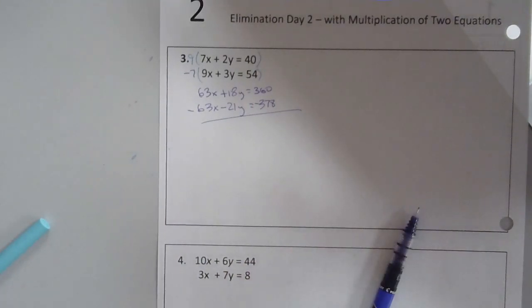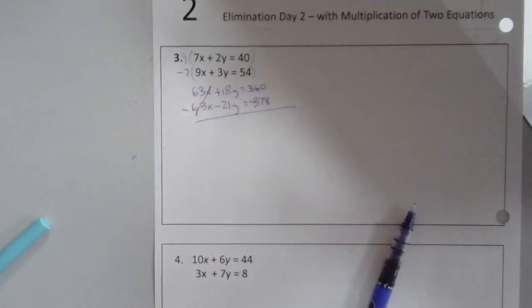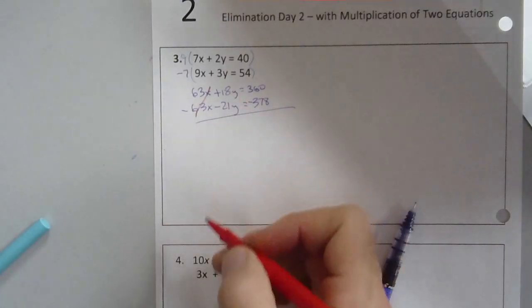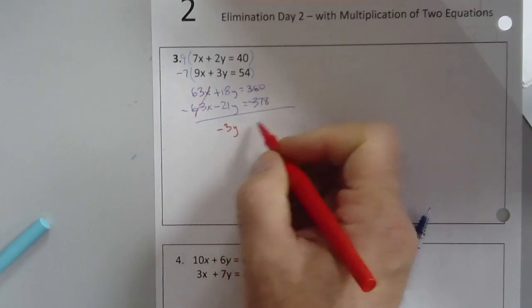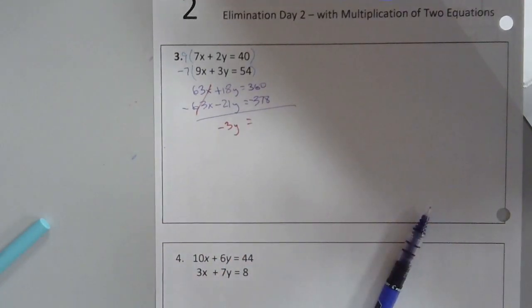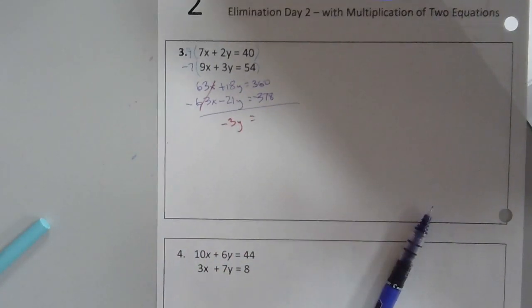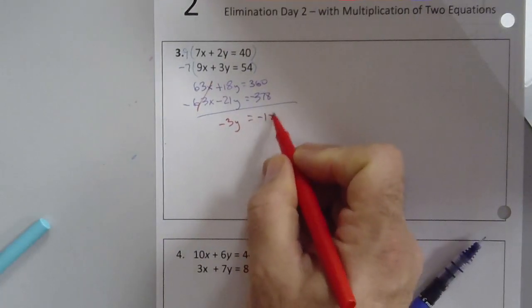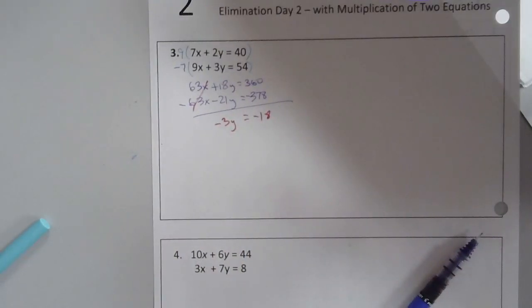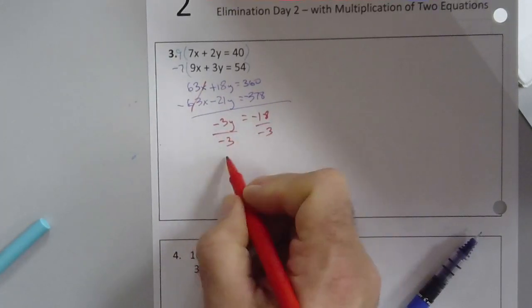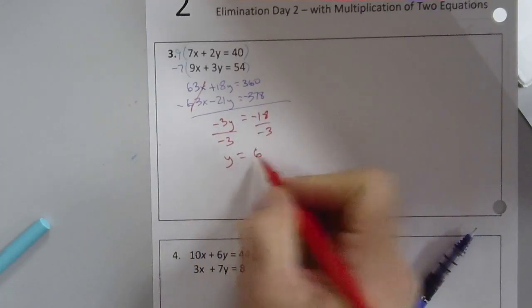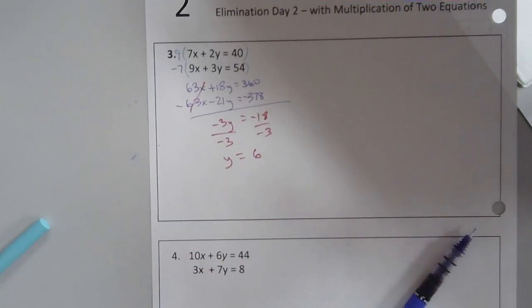When I look at this, my 63x and my -63x turn into 0. Then my 18y and my negative 21y is negative 3y. And then 360 and negative 378, well, that's really nice. Negative 18. Whoever wrote this was a genius, so that was me. So let's divide by negative 3 and divide by negative 3 so we can have 1y. y equals 6. That wasn't too tough.